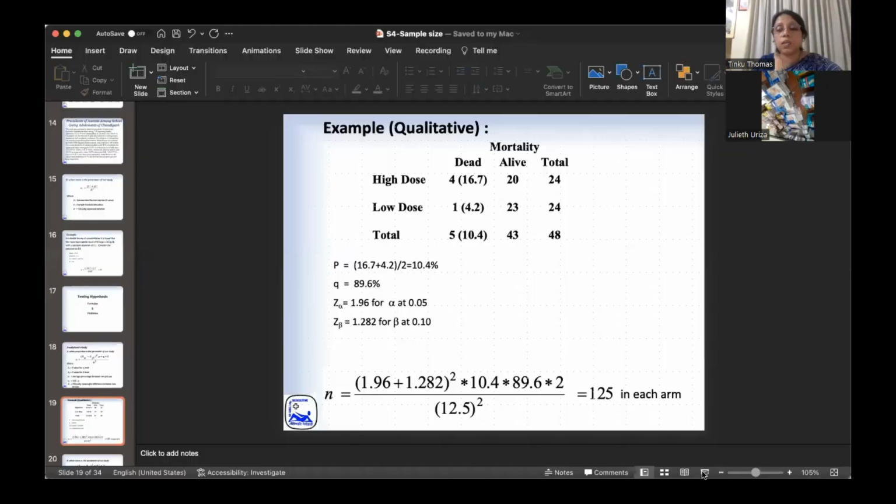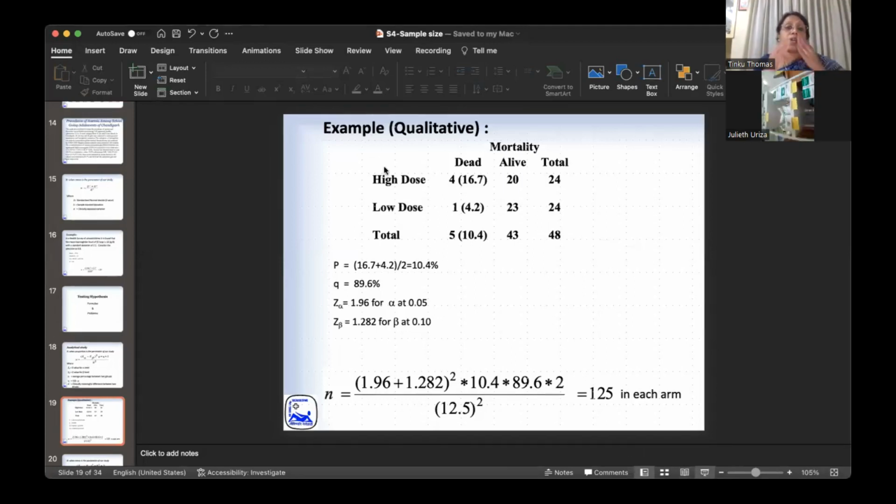Let me just share the slide again. Okay. Yeah, so here we are. So 125 per arm to compare the mortality between two arms.